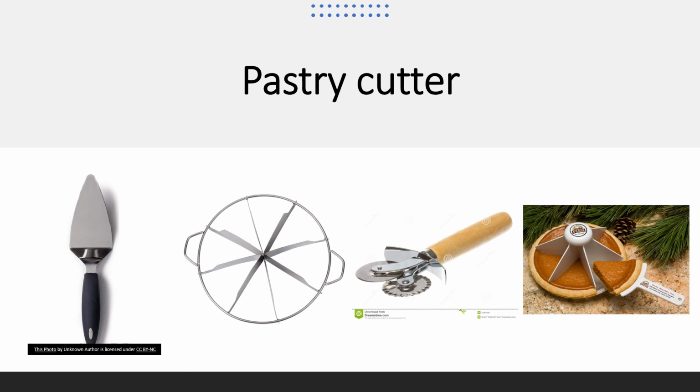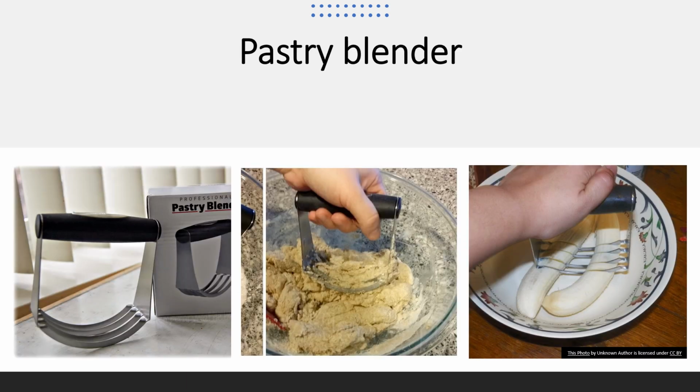A pastry cutter is used to cut all types of pastries and cookie dough. A pastry blender is used to cut butter or other fat into the dry ingredients. It has stainless steel wires shaped into a half moon with a wooden handle for gripping.